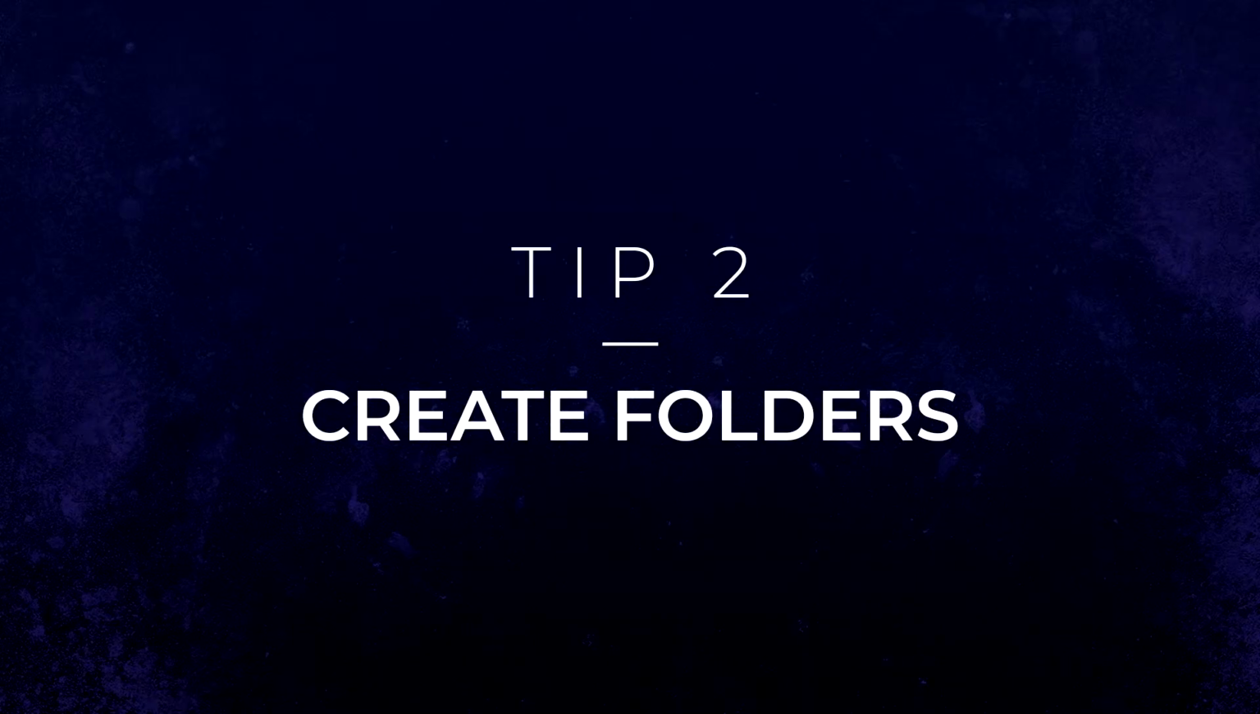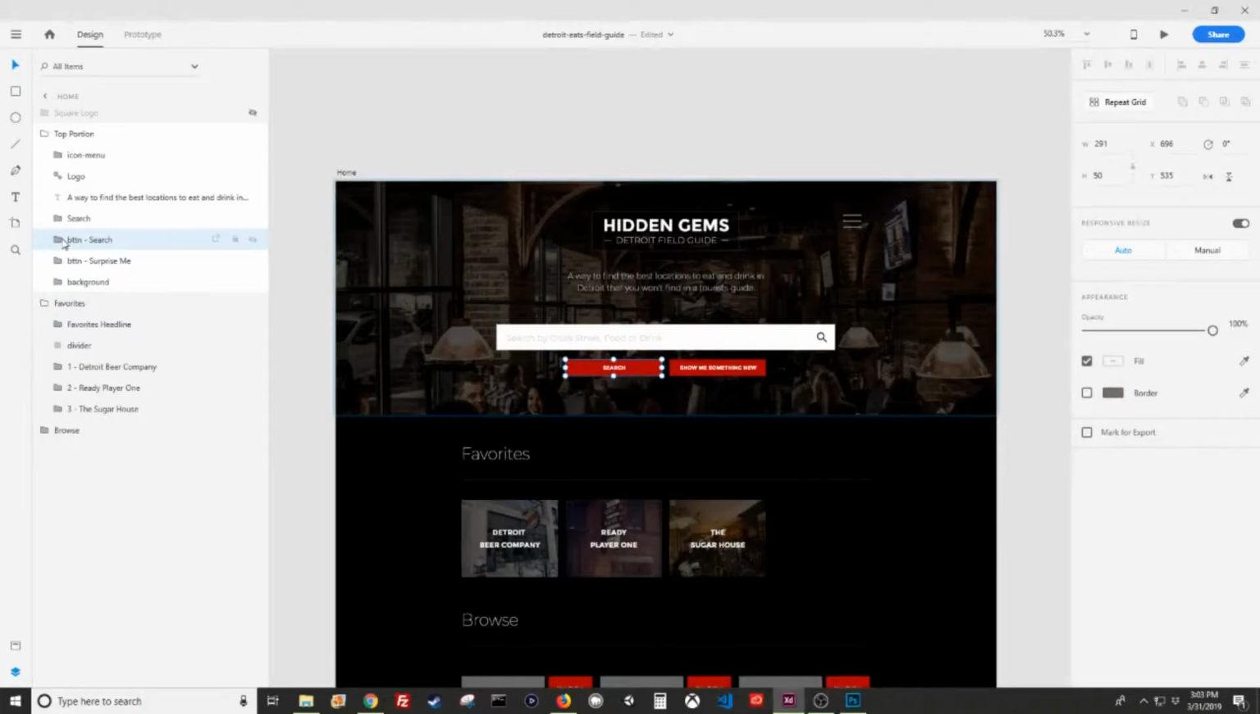Next tip is tip 2, create folders. Create groups, whatever you want to call them. I like to call them folders because they have little folder icons, but essentially you're grouping them, and you want to kind of have everything organized. So think atomic design. You want to make sure everything is in its own little group. That way it's easier to search out and you just don't have a giant list of different things.